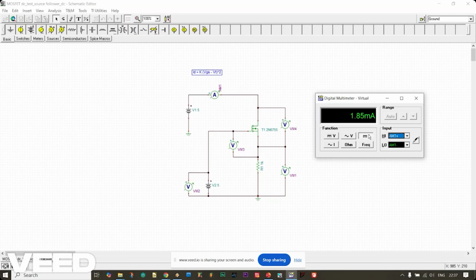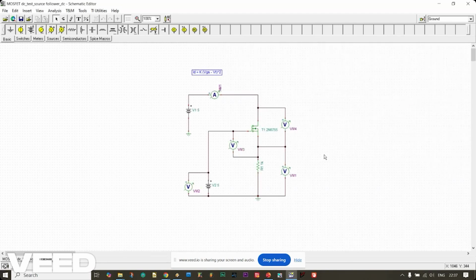You can see the current here, 1.85 milliampere. This is the drain current. The only difference is ID is K into VGS minus VT the whole square, unlike in the triode region. So here it is in the saturation region, if the condition is satisfied: VDS is greater than or equal to VGS minus VT, that is, the overdrive voltage. Now let's see the next circuit.